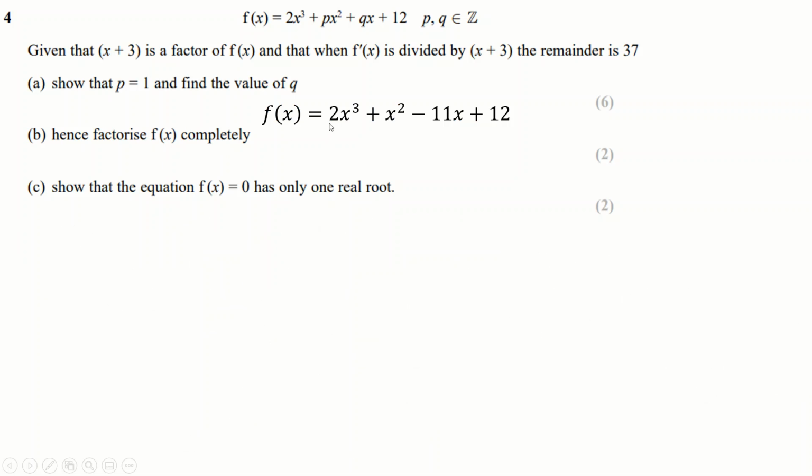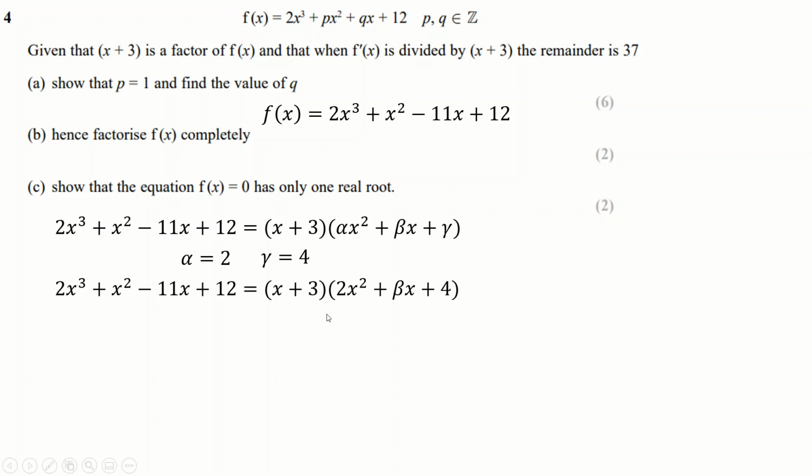Hence factorize f of x completely. So I know that x plus 3 is a factor. So I know this thing here equals x plus 3 times something else. I know that something else is a quadratic, because a linear times a quadratic is going to make a cubic. And I can just very easily spot that alpha must equal 2 to make the 2x cubed, and gamma must equal 4 to make the 12.